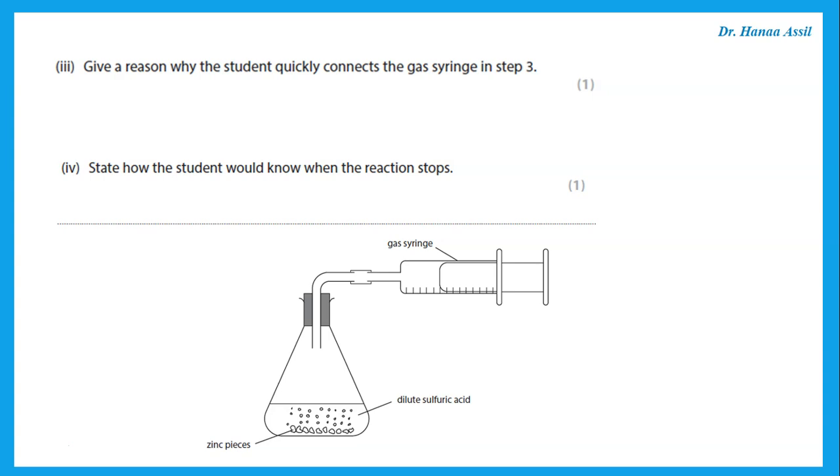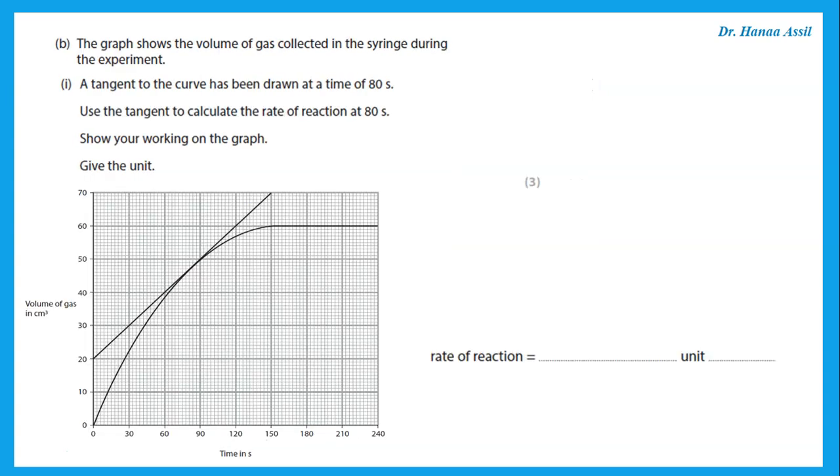Give a reason why the student quickly connects the gas syringe in step 3. Of course, zinc with sulfuric acid will give out hydrogen gas, so we need to connect the gas syringe quickly to avoid escape of the gas. State how the student would know when the reaction stops. Again, when the reaction is going on, bubbles of hydrogen gas are being given off, but when the reaction stops, then no more bubbles of gas form or no more gas collects in the gas syringe.